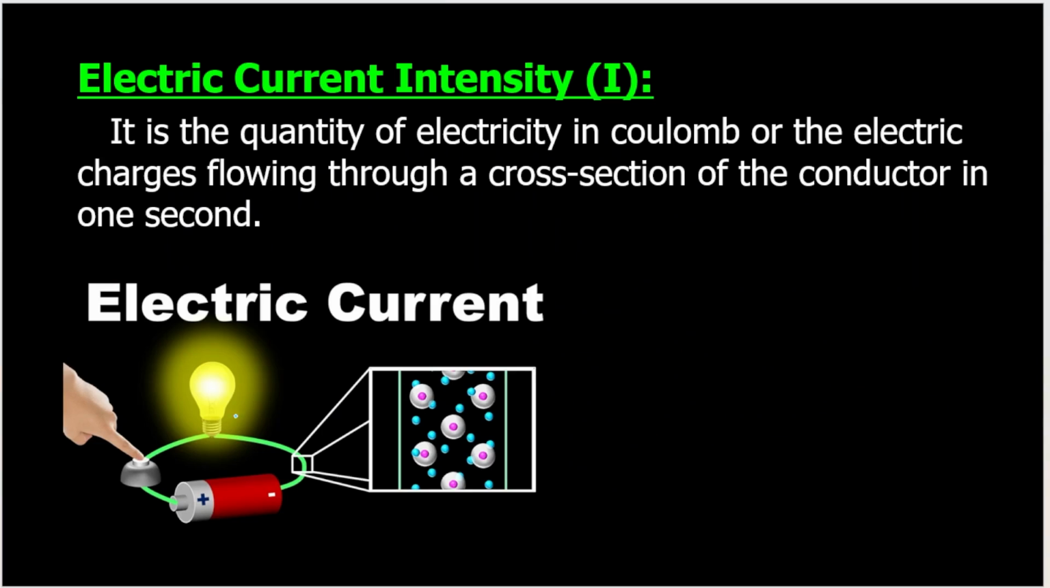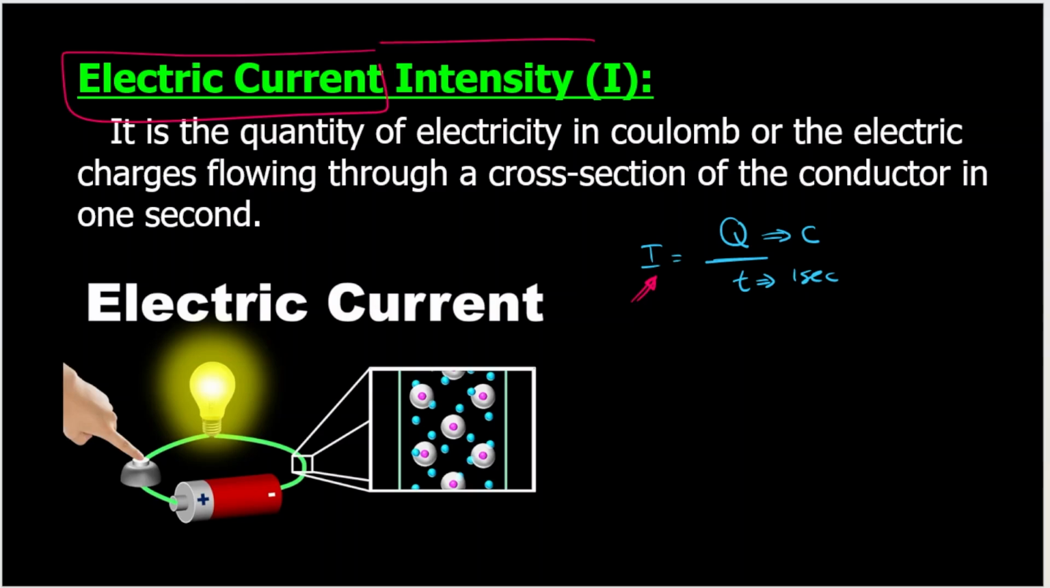But what's meant by electric current intensity? Electric current intensity is the quantity of charge in coulomb, which passes through a conductor in 1 second, or in unit time. This is what's meant by electric current intensity. There is a difference between electric current and electric current intensity. Electric current, we have electric charges that can flow, that can move. But electric current intensity means the strength of the electric current.